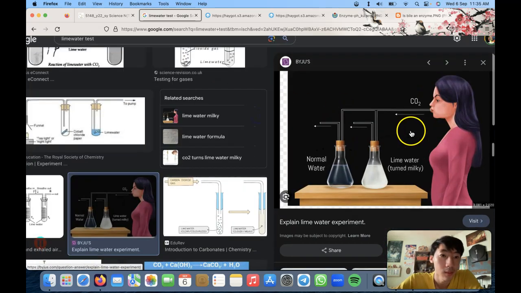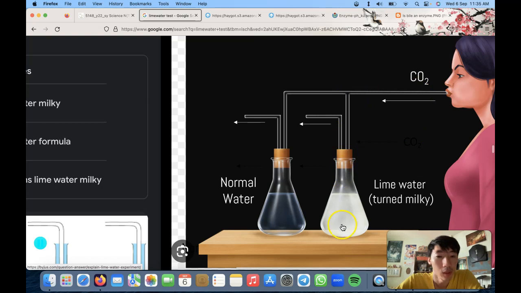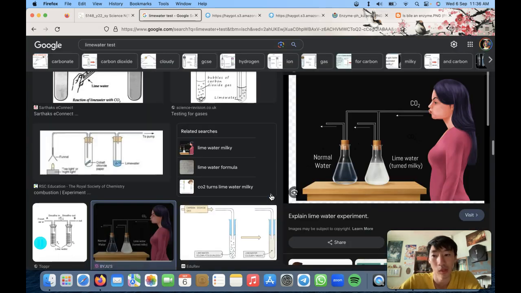Like that, when you blow into the lime water, it turns chalky white. I don't know why there's normal water here, just to prove that there's nothing special. Of course, water remains as water, so there's nothing special there.